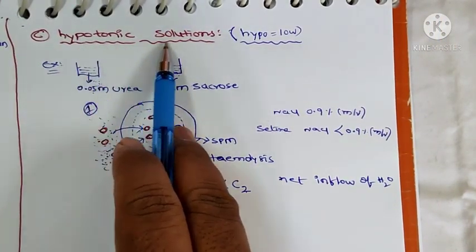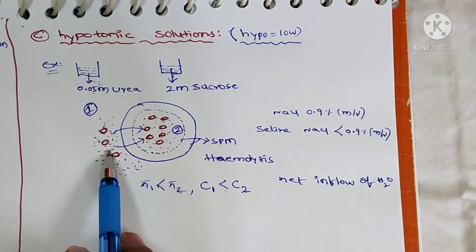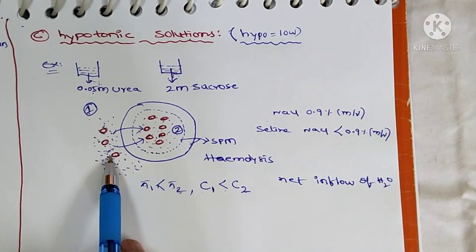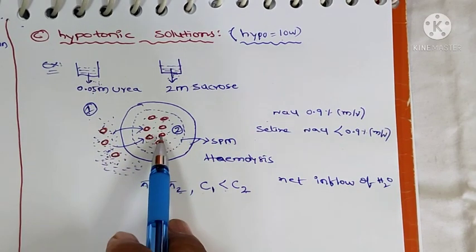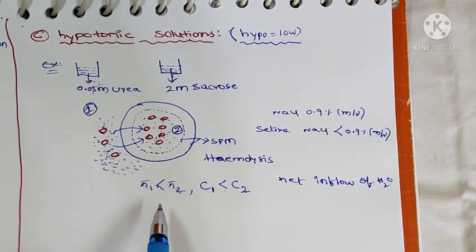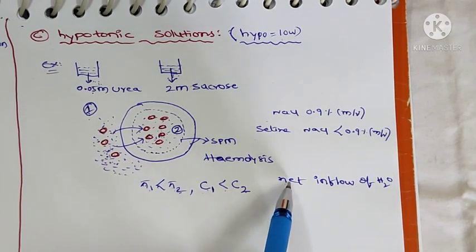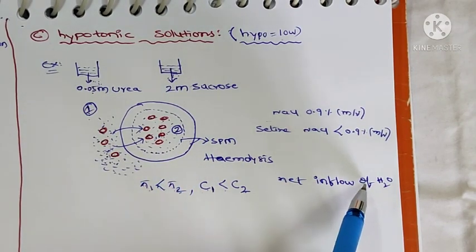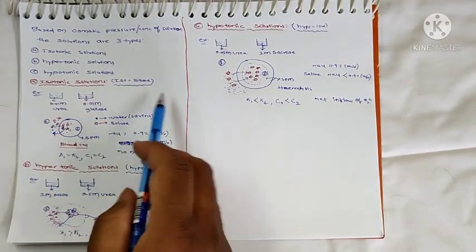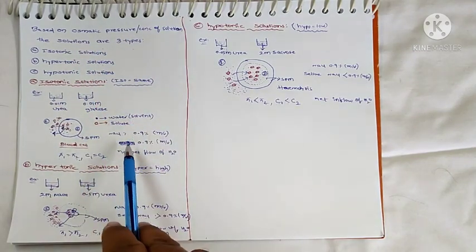And the last one, hypotonic solutions. Hypo means low, the outside solution has less concentration and less osmotic pressure, and the inside solution has high concentration and high osmotic pressure. So pi 1 less than pi 2 and C1 less than C2. And here there is net inflow of H2O. So these are solutions based on osmotic pressure or concentration of solution.